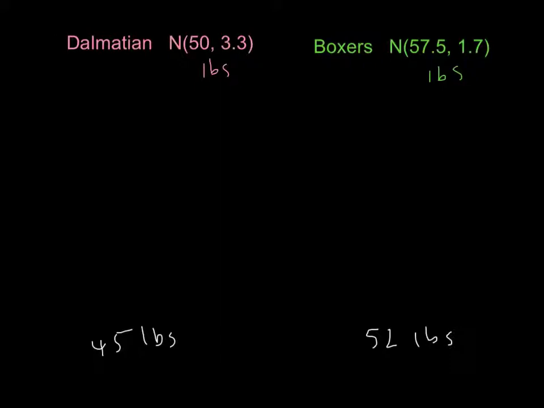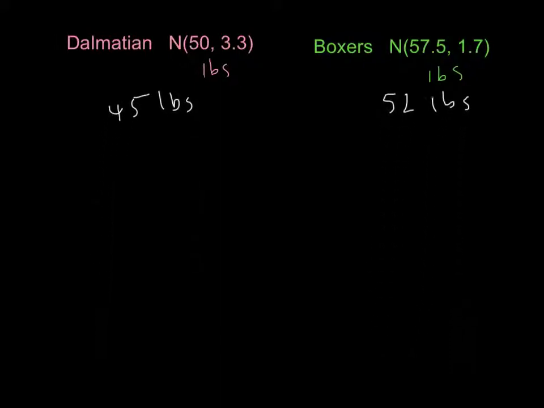The question is, the teacher has 2 dogs, one of each breed, and they're both underweight. But which one of the dogs is more drastically underweight? And do you think that either of these dogs are really in any danger, I guess would be an even bigger question. So how do we decide?